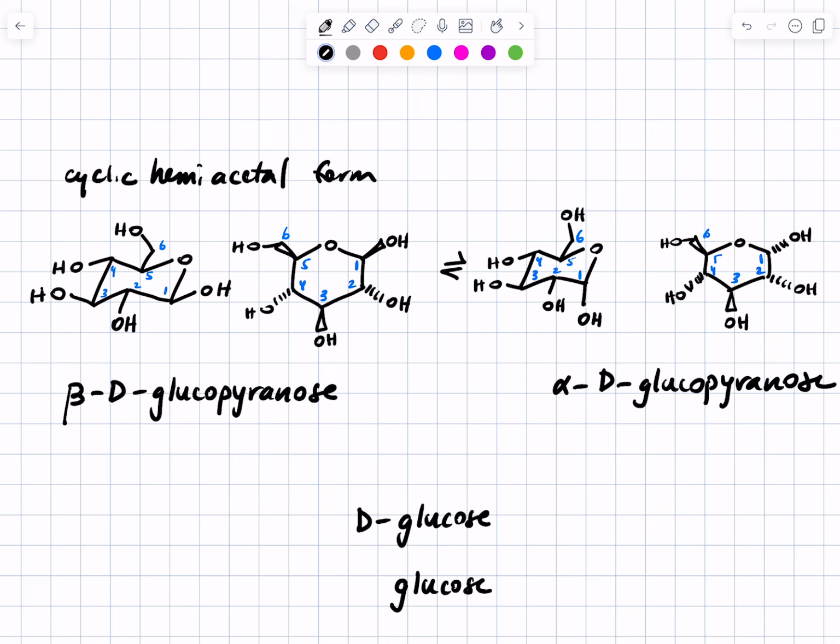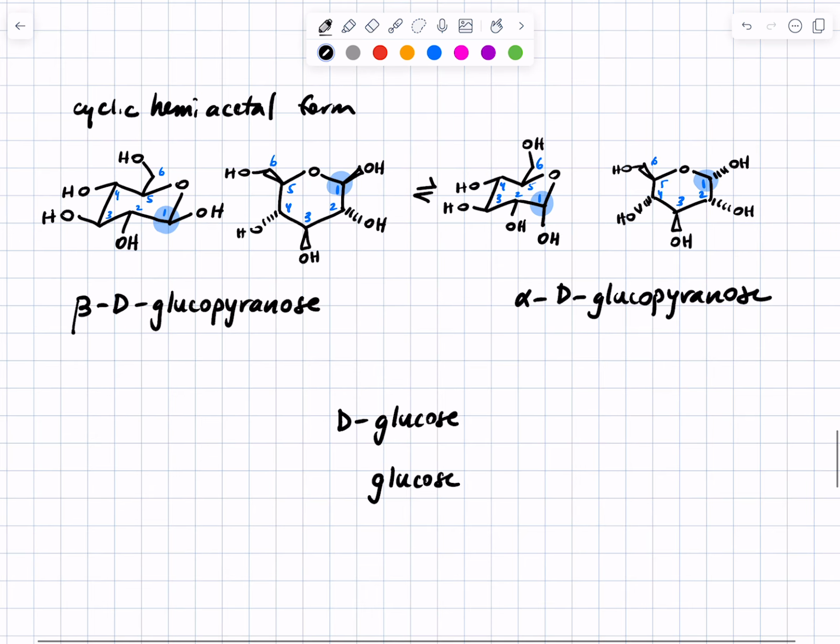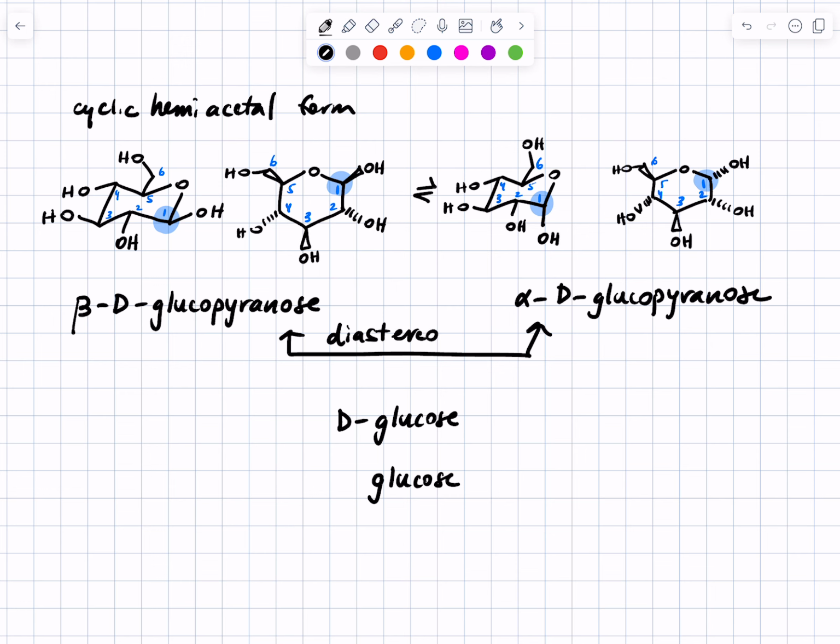Good, great. How did you know? One and only one stereocenter is different, right? I'm going to highlight it in blue. That stereocenter at carbon 1 is different. Okay? So these two are, in fact, diastereomers of each other. Good.